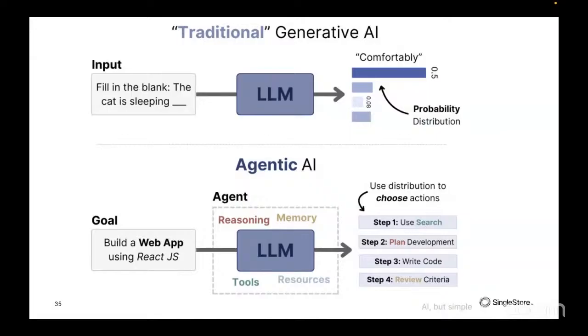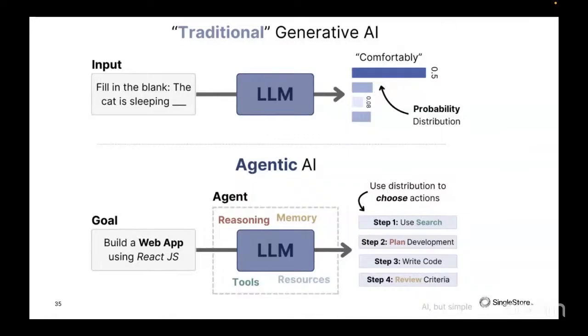The cat is sleeping, because there is an LLM which can generate. Generative AI, as the name suggests, generates the new word using probability. That's why there is an LLM involved. And then with agentic AI, there is an agent involved. You can basically say, build a web app using React.js. So it will go and do all the reasoning with memory, tools, and resources connected.